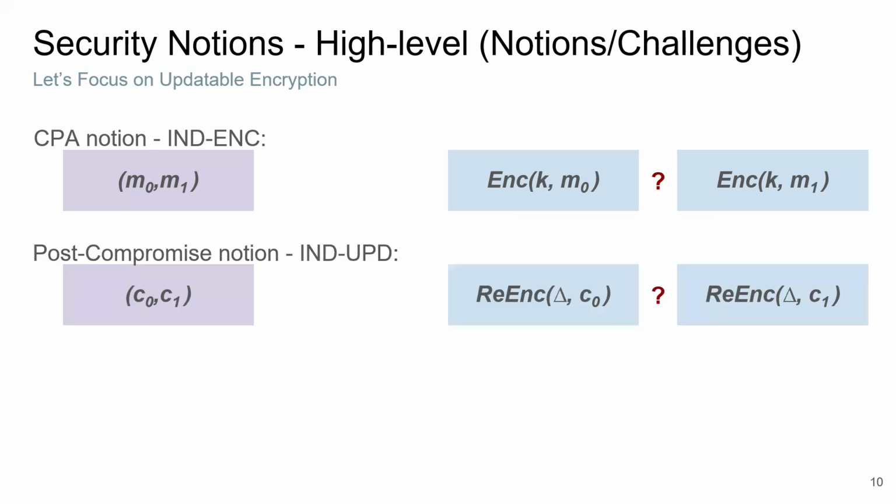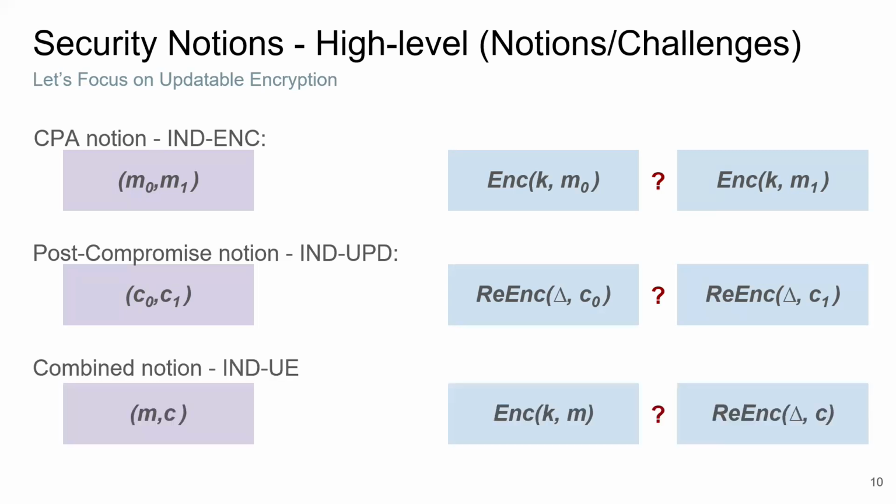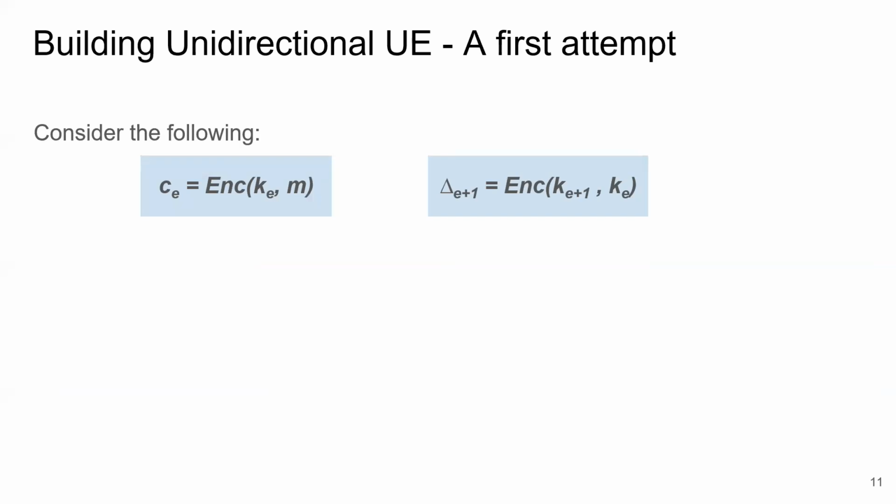We then have a post-compromise notion, which is to help show that you can't link ciphertexts across epochs. There, the adversary would submit two ciphertexts, C0, C1, and it has to distinguish whether it received the re-encryption of C0 or the re-encryption of C1. And then finally, you can have a combined notion, which has these two notions together, where the adversary submits a message and a ciphertext, and they have to distinguish whether they received a fresh encryption of M or a re-encryption of C.